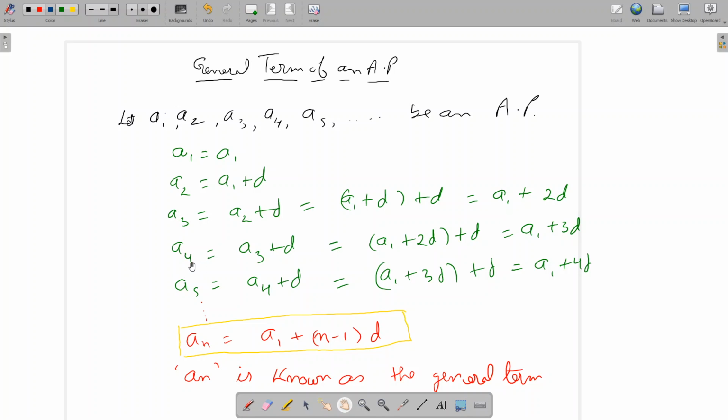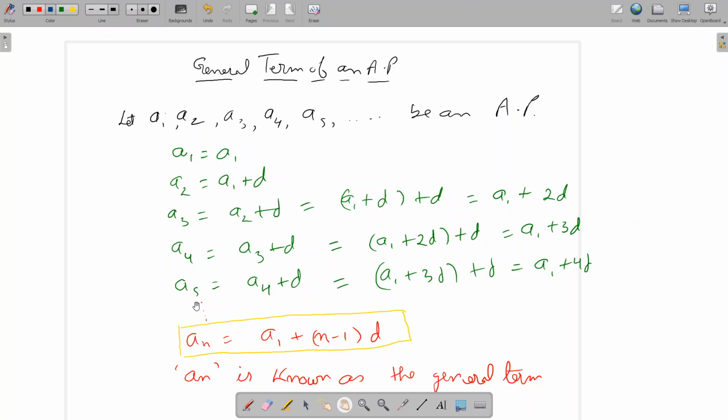Then we go to the next one, A4. A4 can be obtained by adding D to the third term. So A4 equals A3 plus D, but A3, as we have seen earlier, can be written as A1 plus 2D. So what we get is A1 plus 2D plus D, that is A1 plus 3D. That means A4 can be rewritten as A1 plus 3D.